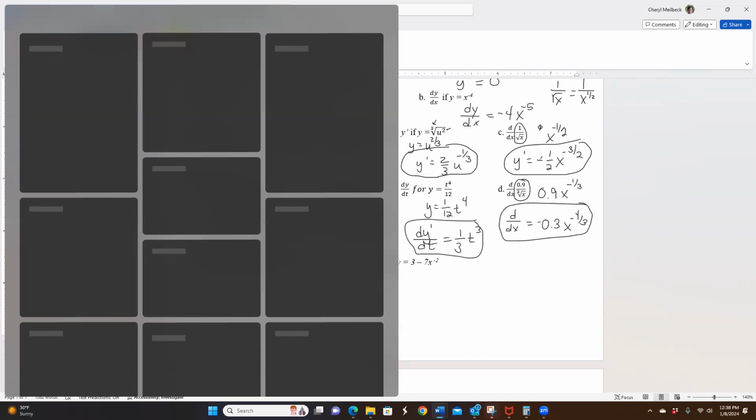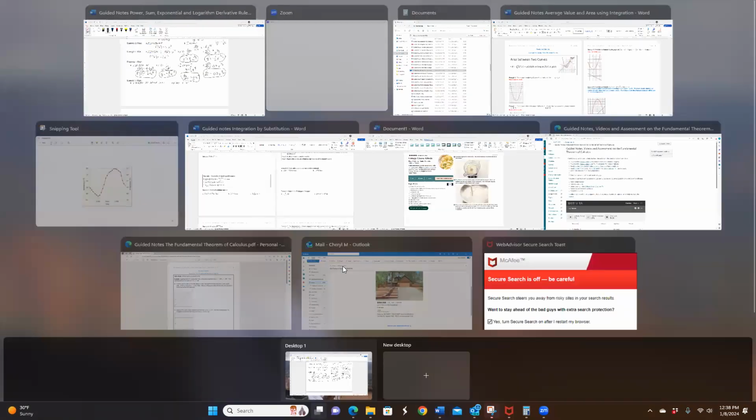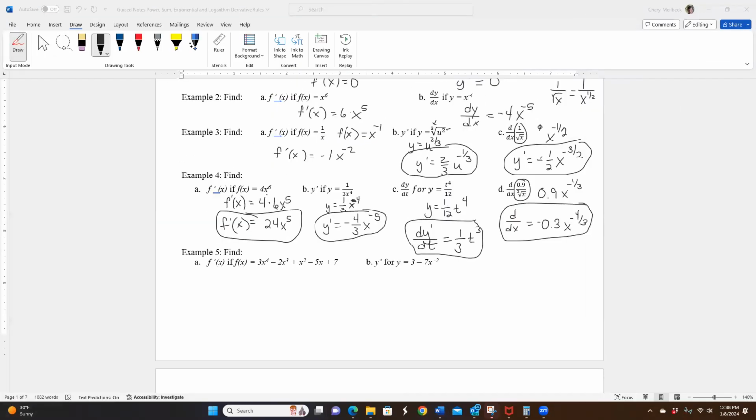Let's go ahead and hit example 5. In example 5, we want to find the derivative of this multi-termed expression. Apologies, my computer's going a little crazy. So we'll simply take the derivative of each term. In A, it says f of x is 3x to the 4th minus 2x cubed plus x squared minus 5x plus 7. We just take the derivative of each individual term, so it makes it quite simple.